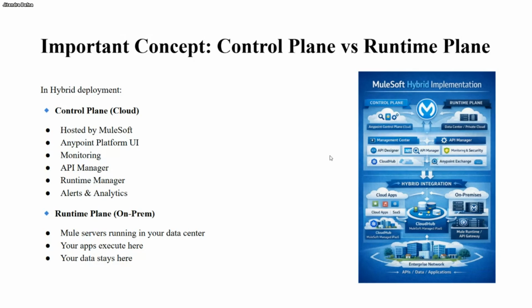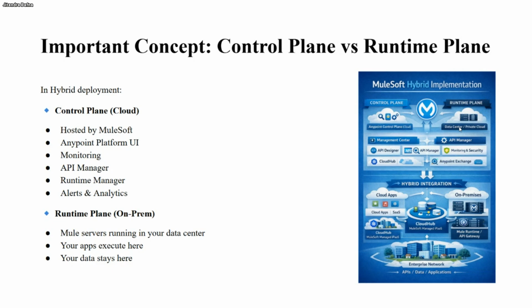Okay, this is what the typical architecture looks like. You have a control plane, located in the Anypoint platform, and this is your runtime plane, which is located in the data center. API Designer, API Manager, and Anypoint Exchange are all part of the control plane. Only the Mule runtime, the application, and whatever data flows are part of your runtime plane.